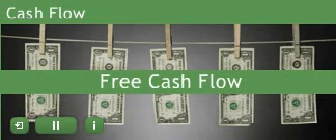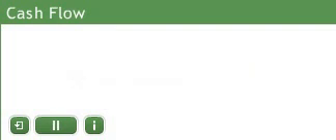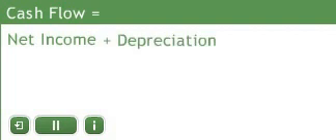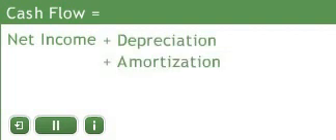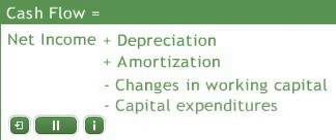Free cash flow represents a company's true cash flow, or how much cash a company has available to invest in new initiatives or to pay to investors via dividends. To find a company's free cash flow, you find the company's net income, add its depreciation and amortization expenses back into that number, and then subtract the company's changes in working capital and capital expenditures from the balance.